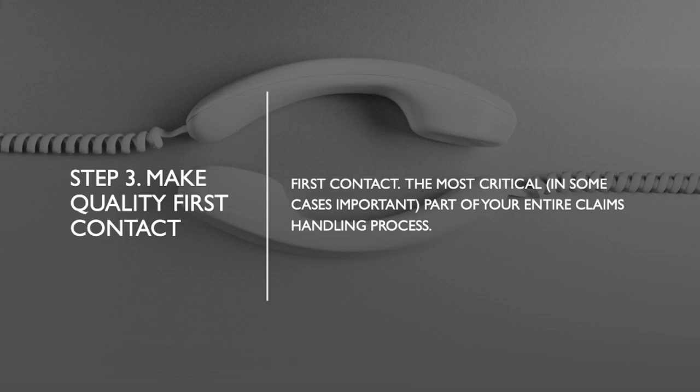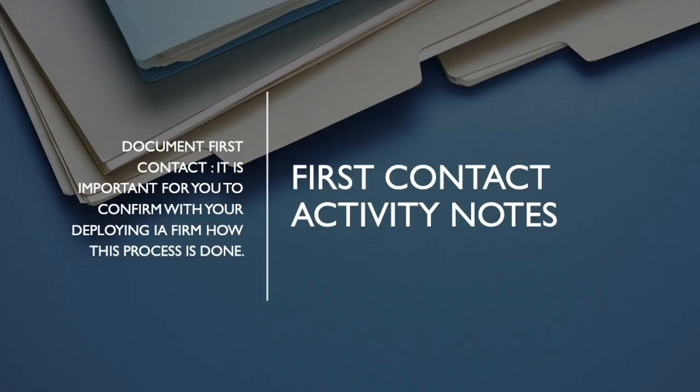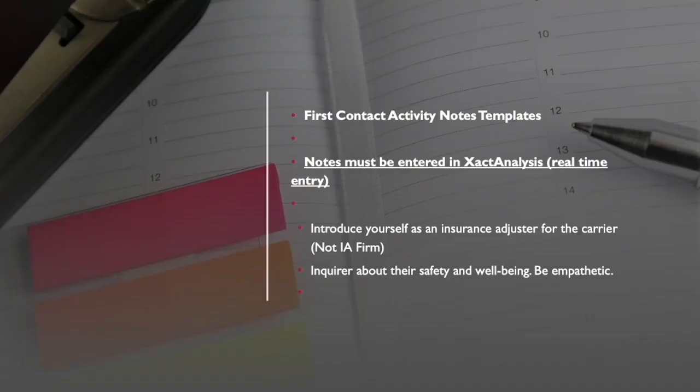In some cases, this is the most critical and important part of the entire claims handling process. When making your first quality contact, you want to document that contact. It is important for you to confirm with your deploying IA how this process is done. Notes must be entered in XactAnalysis in real time. When talking to the insured, you want to make sure that you introduce yourself as an insurance adjuster for the carrier that you are representing, not your IA firm, but the carrier itself.